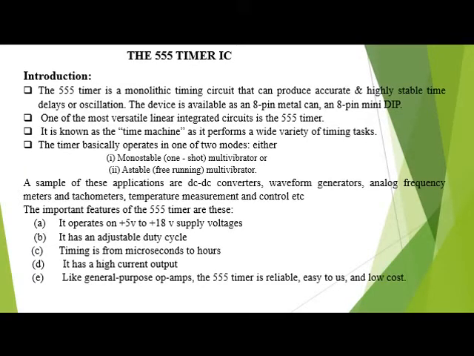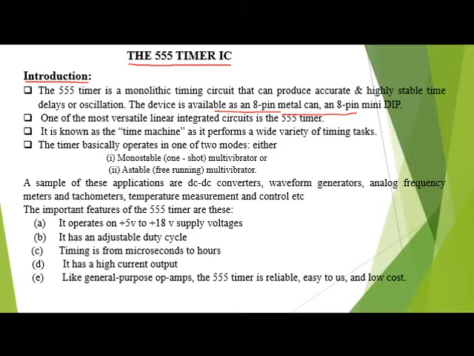To start with the 555 timer IC, first comes the introduction. The 555 timer is a monolithic timing circuit that can produce accurate and highly stable time delay or oscillation. These devices are available in an 8-pin metal can and also an 8-pin mini DIP. Mini DIP means dual in-line package, and the 555 timer is one of the most versatile linear integrated circuits. It is also known as the time machine, as it performs a wide variety of timing tasks.